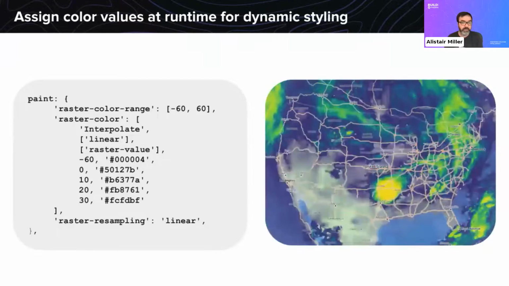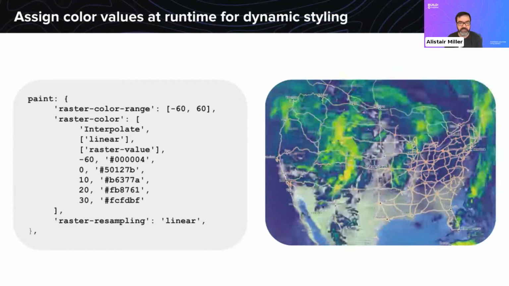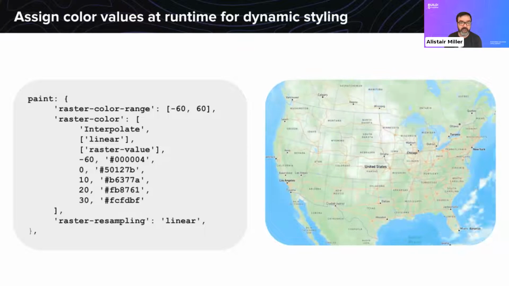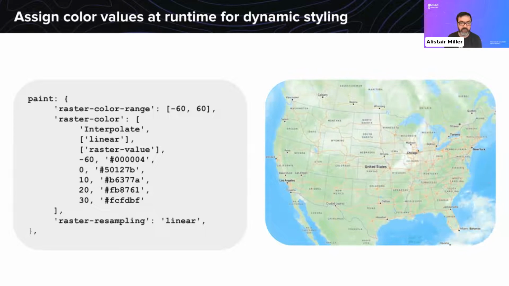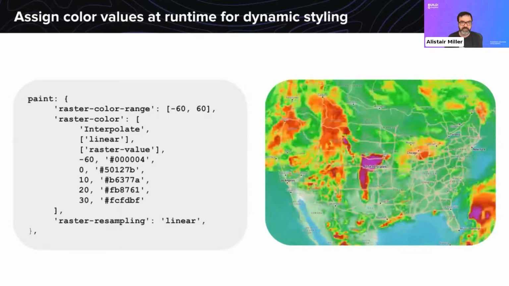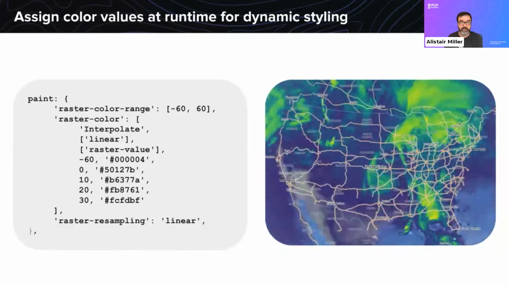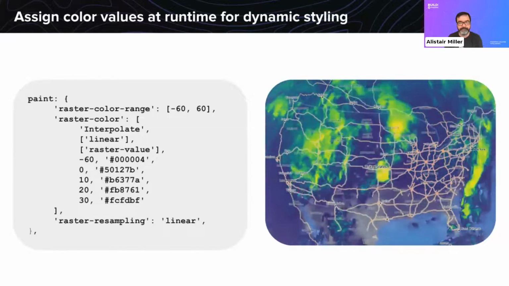We'll be adding Studio support in 2024 to use for styling customization, but you can also assign color values in the JavaScript code and style on the client. As you see here, you can identify a color range, specific colors for different values, or choose what type of resampling method you want to apply to your raster data.